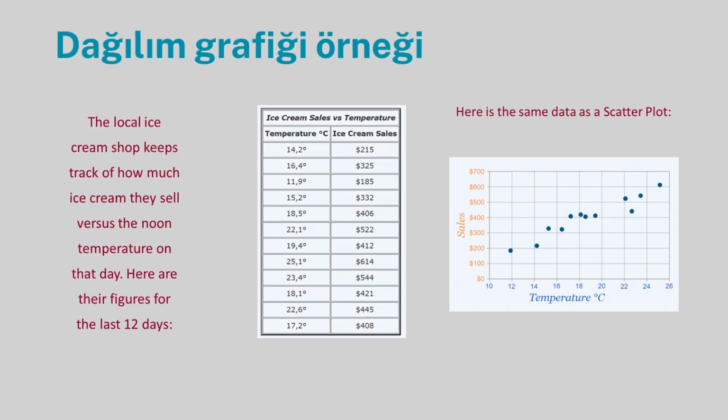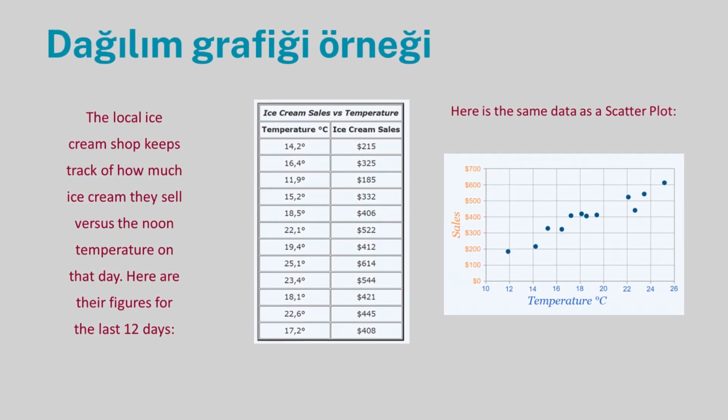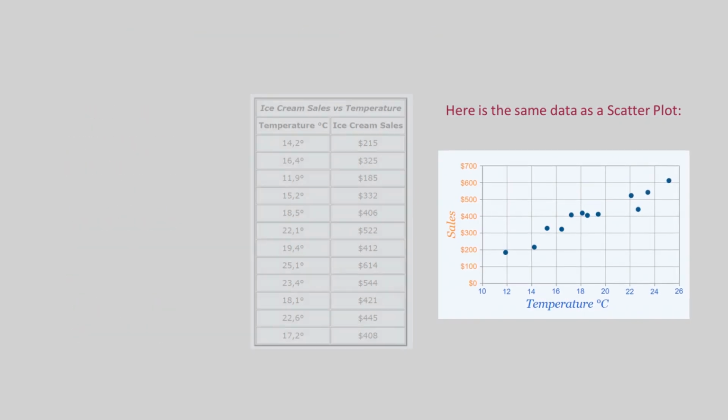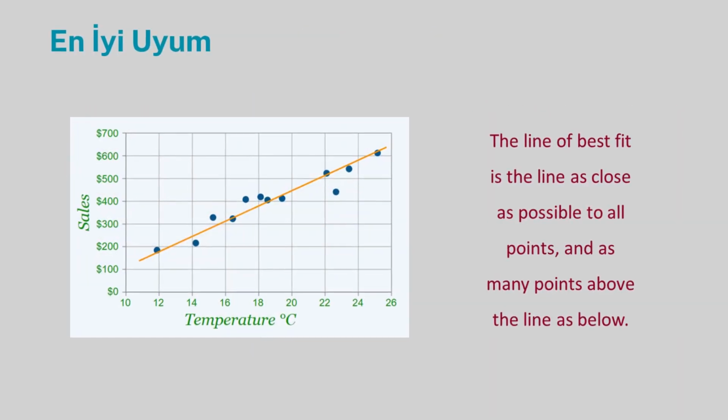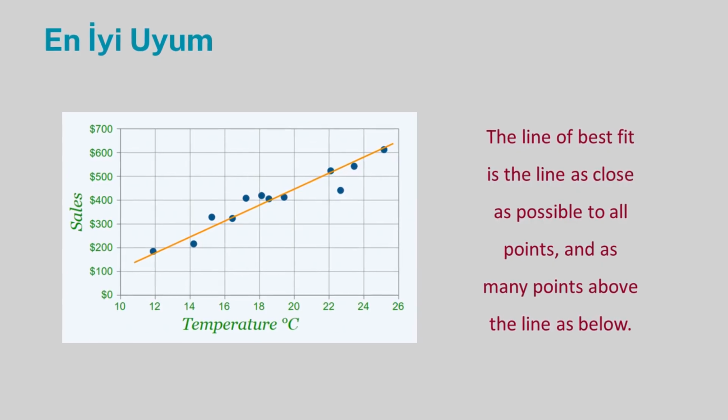Example for scatter plot. The local ice cream shop keeps track of how much ice cream they sell versus the noon temperature on that day. Here are their figures for the last 12 days.